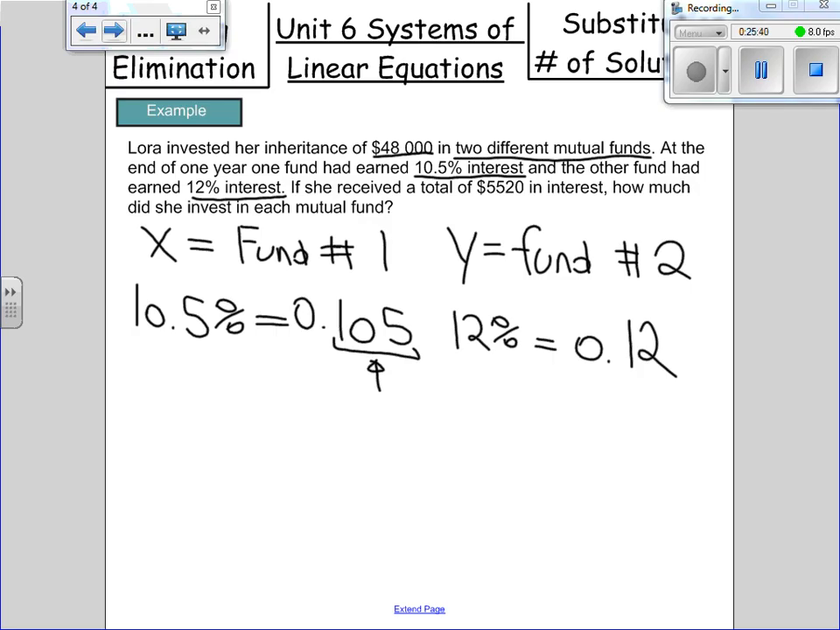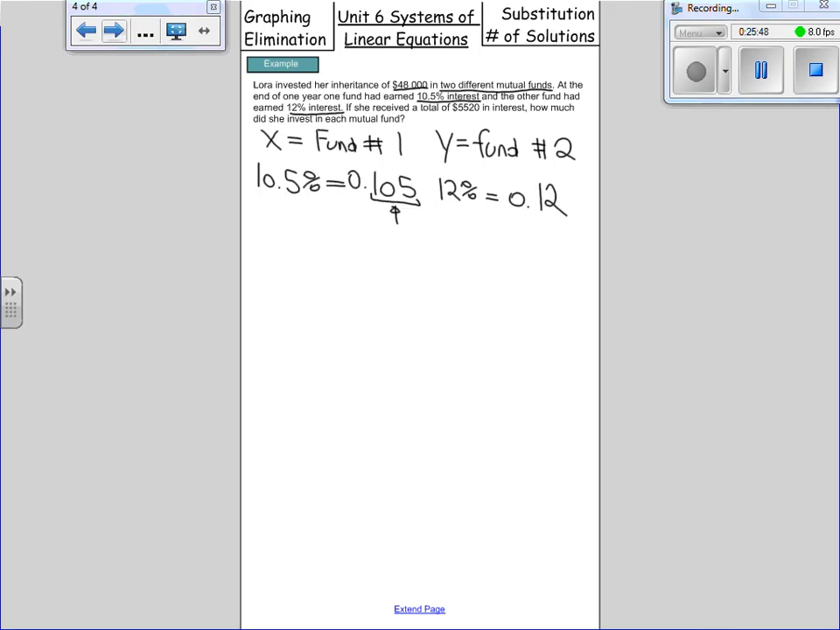You got it. X, the amount she put in fund 1, plus Y, the amount she put in fund 2, has to equal 48,000. That's the equals sign, not a period, sorry. That's our first equation. How are we going to get the second equation? 0.105x plus 0.12y equals 5,520. You got it. Perfect.